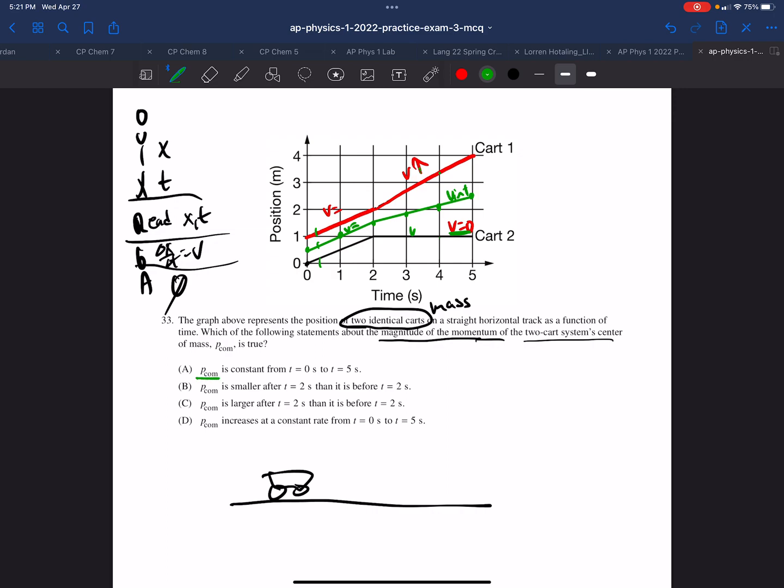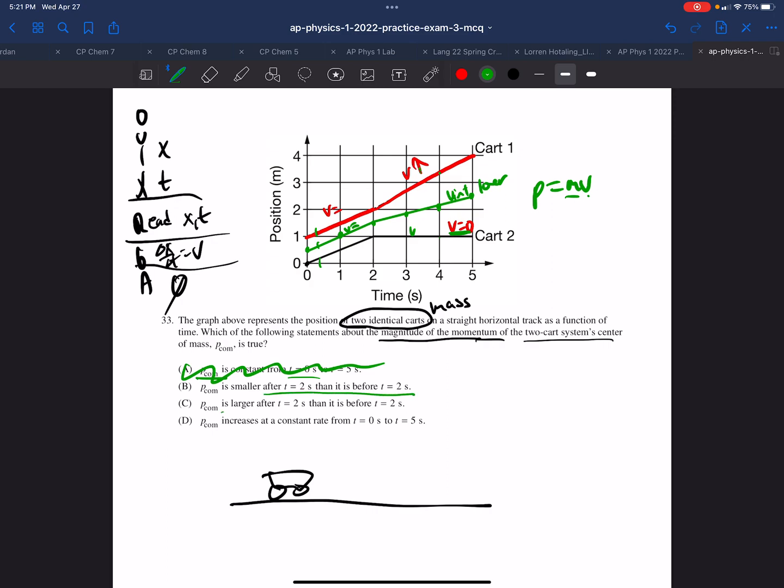The momentum of the center of mass is constant from t0 to t5. Well, if the momentum is mv, the mass stays the same, but the velocity does not. So therefore, that's false. Momentum of the center of mass is smaller after t equals 2 seconds than before t equals 2 seconds. Well, p equals mv, and the velocity is the slope, and the velocity is lower after 2 seconds. So it looks like this is the answer, but we'll check.